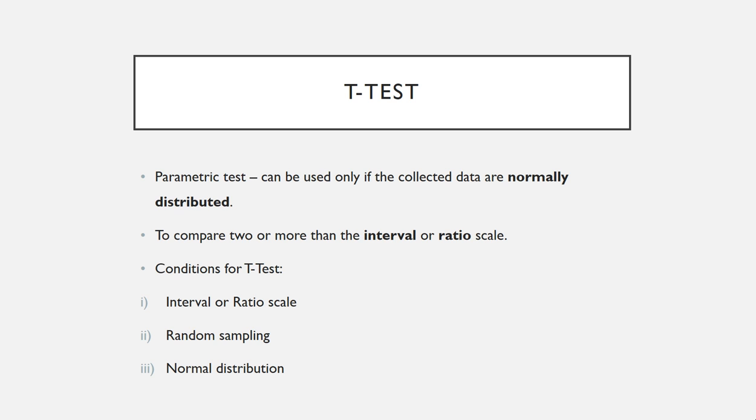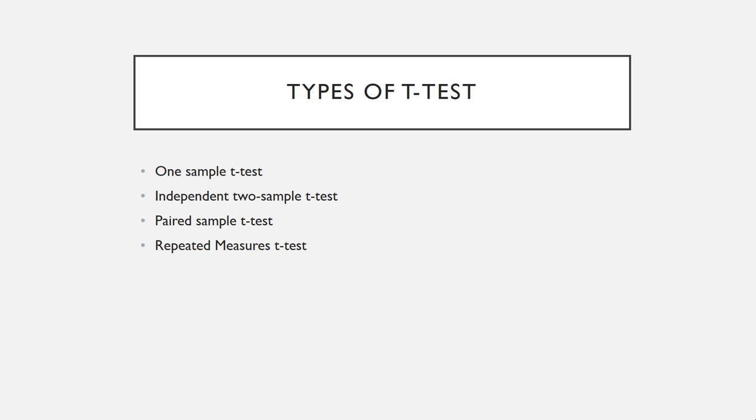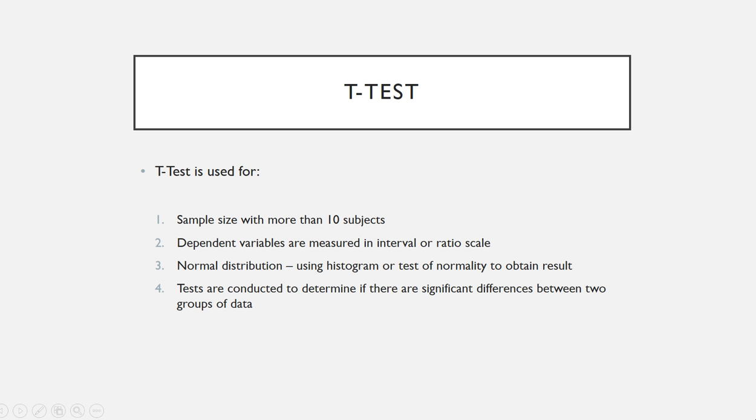T-test is for interval or ratio scale, only for data that are normally distributed, with random sampling and normal distribution, as has been said earlier. These are the divisions of t-test which you can do for different types of data. Sample size more than 10 subjects, dependent variables measured in interval or ratio scale, checked using histogram or test of normality.